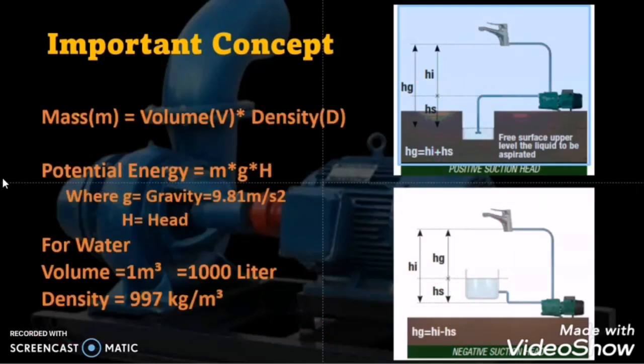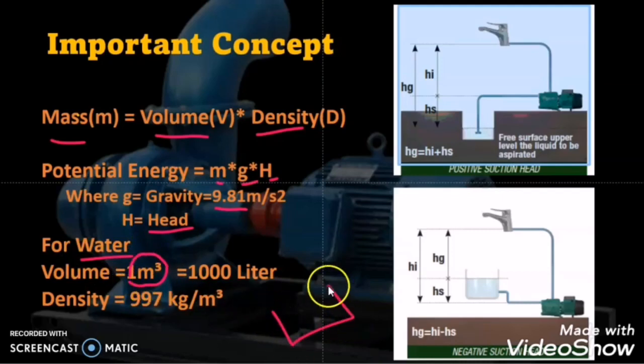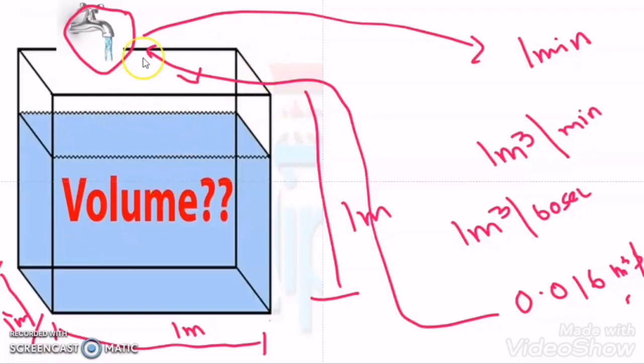Now let us understand the basic formulas which we learned in school: the mass is equal to volume into density. The potential energy is mass into gravity into height, where the gravity value is 9.81 meter per second square, and H is the head as I explained. And for water, in 1 meter cube of tank, there will be 1,000 liter of water. What does it mean? Suppose we are filling water from this tap, then in 1 meter cube, 1,000 liter of water will come.